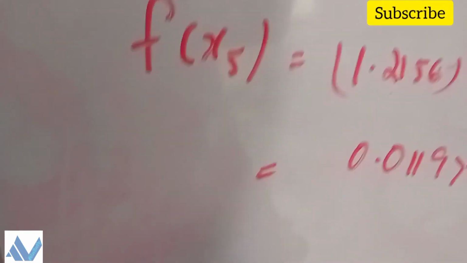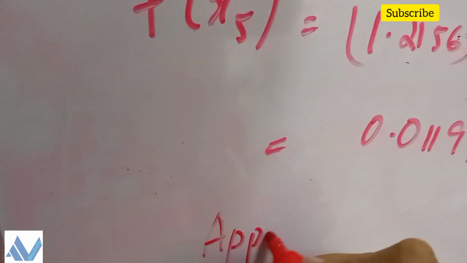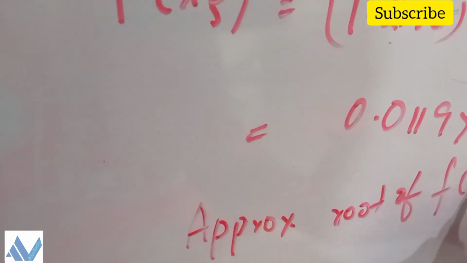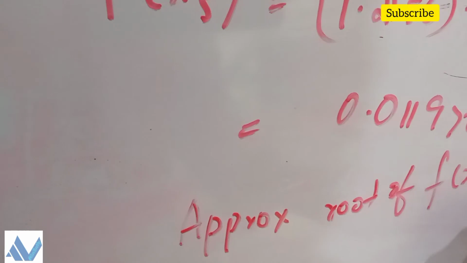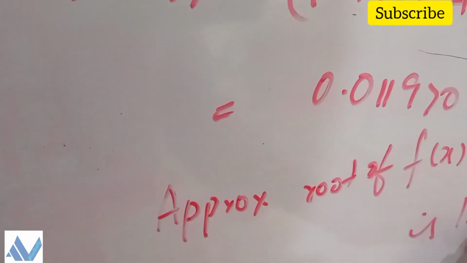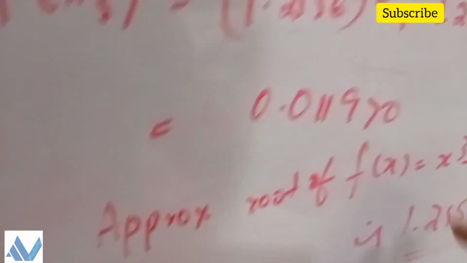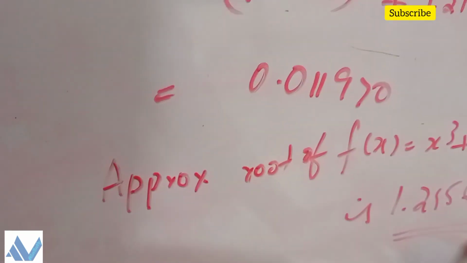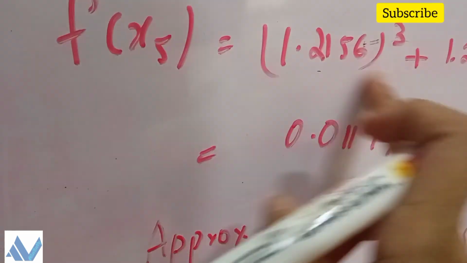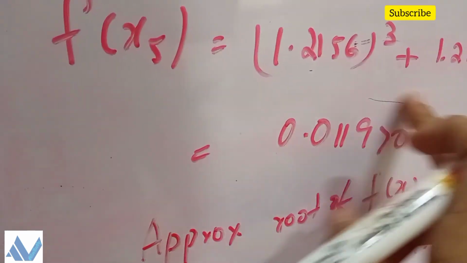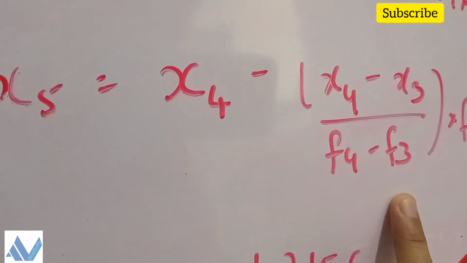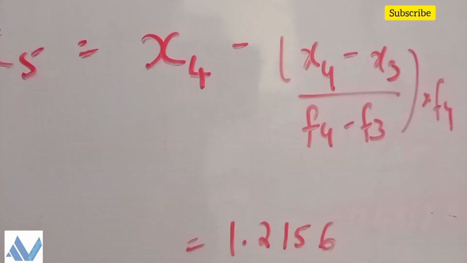So the approximate root, then you write down the approximate root of f of x, that is x cube minus x minus 3, is 1.2156. This value, that is the x5 value, is the approximate root, because we have got this as greater than 0. So this part in the secant method is important, but for the formula you don't have to see the less than, equal, or greater than 0 values.